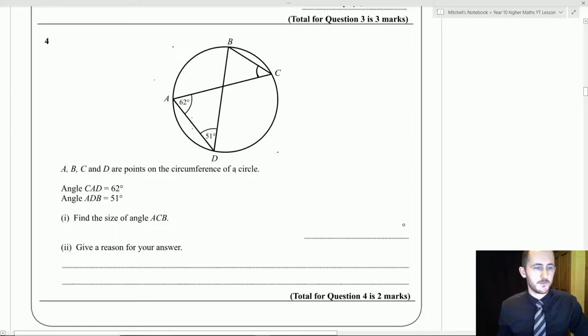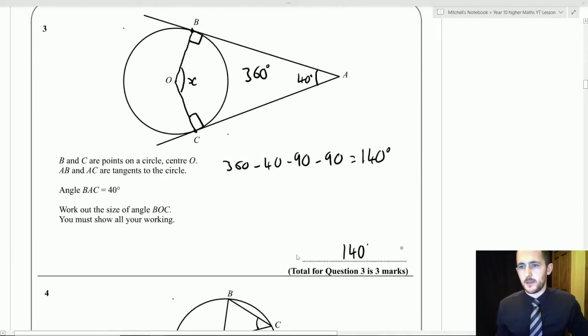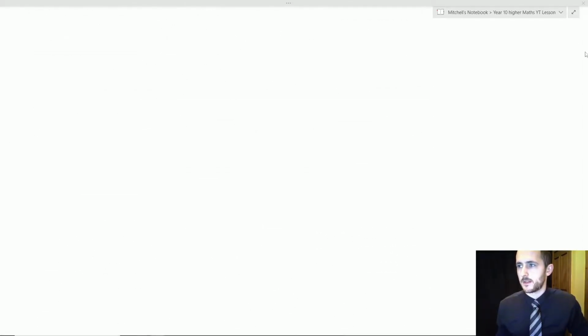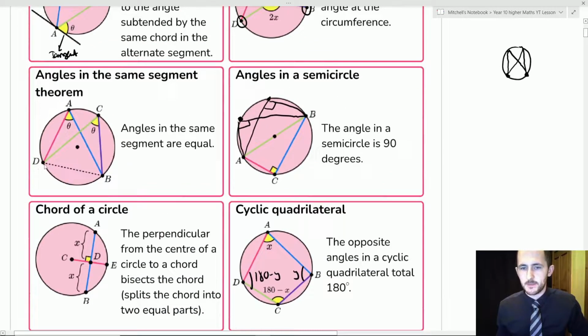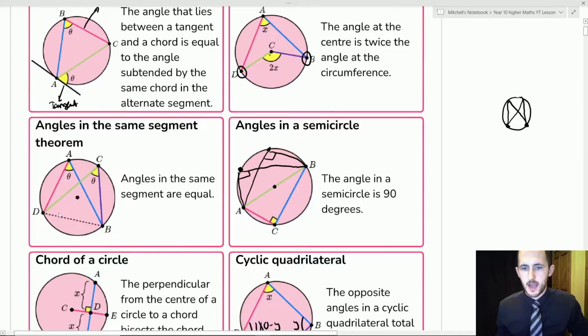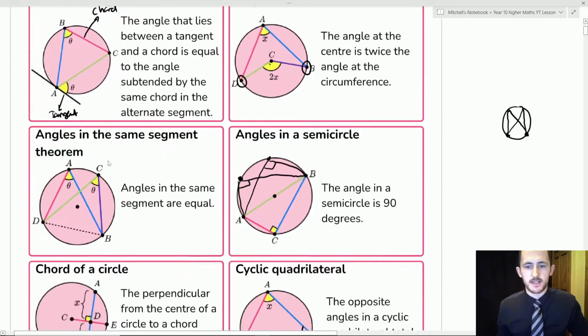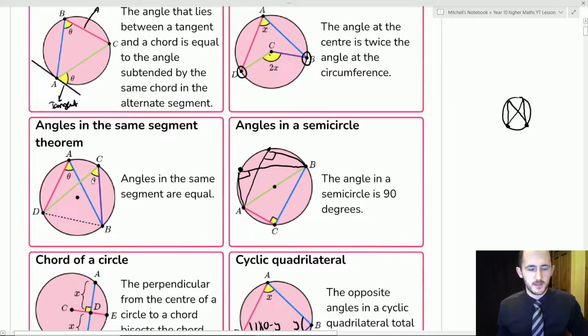And what we need to do is show that. Well done. That is correct, Lila. We are going to be using the alternate angles. Let me show you which one it is. It's going to be angles in the same segment. So not the alternate segment, it is actually in the same segment. Okay. And I'll show you the reason for that.